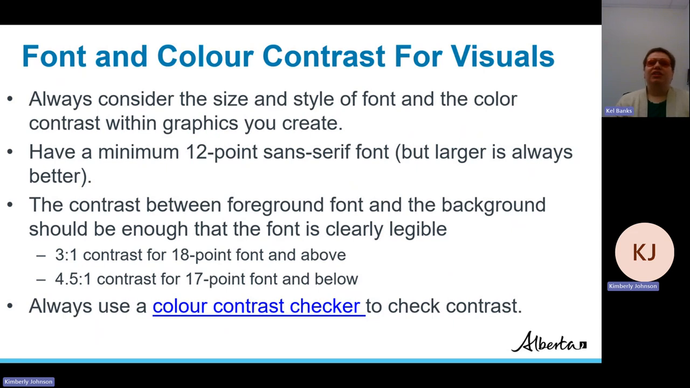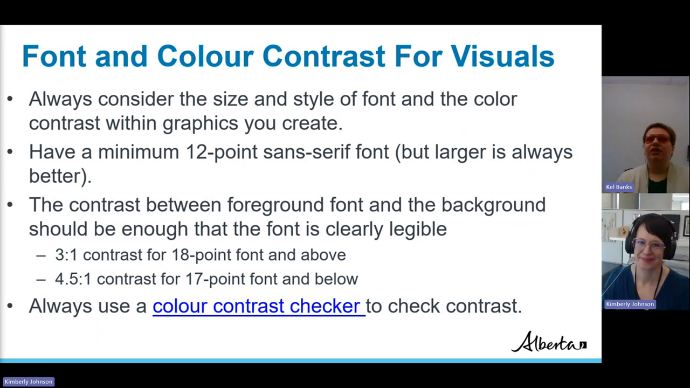The contrast between the foreground font and the background color needs to be enough that the font is clearly legible. So when we talk about color contrast, it is written in ratios. So you want to have a 3-to-1 contrast for 18-point font and above, and a 4.5-to-1 contrast for 17-point font and below. And so you always want to use a color contrast checker to check the color contrast of any combination of colors apart from black on white or white on black, etc. And Kim is going to do a little bit of a demonstration here of the WebAIM color contrast checker.